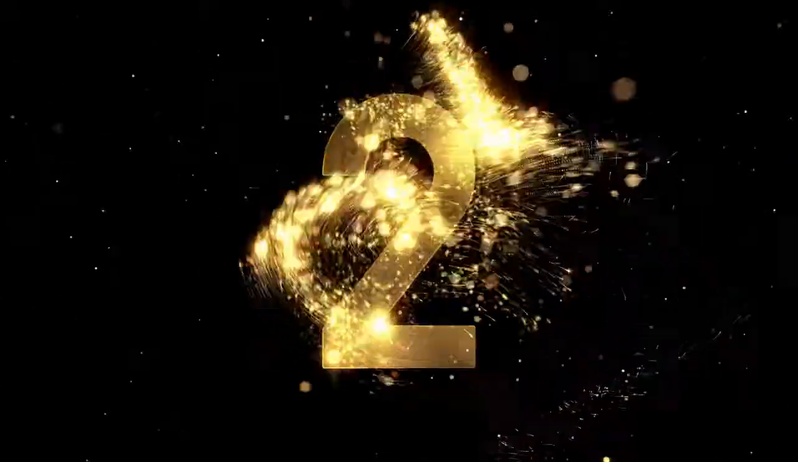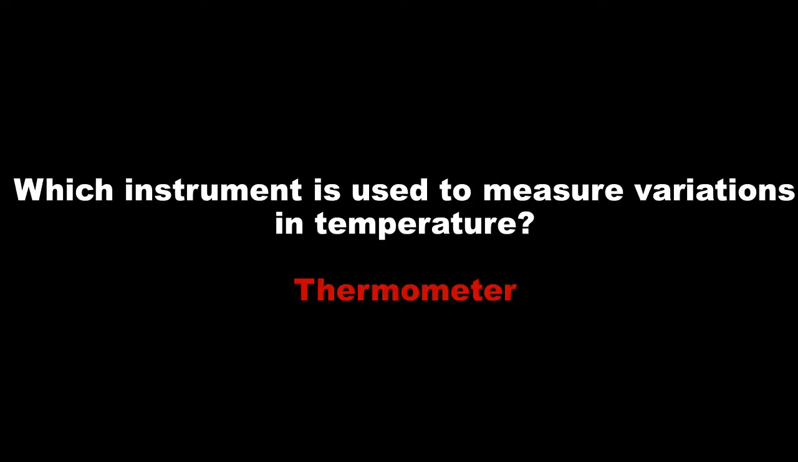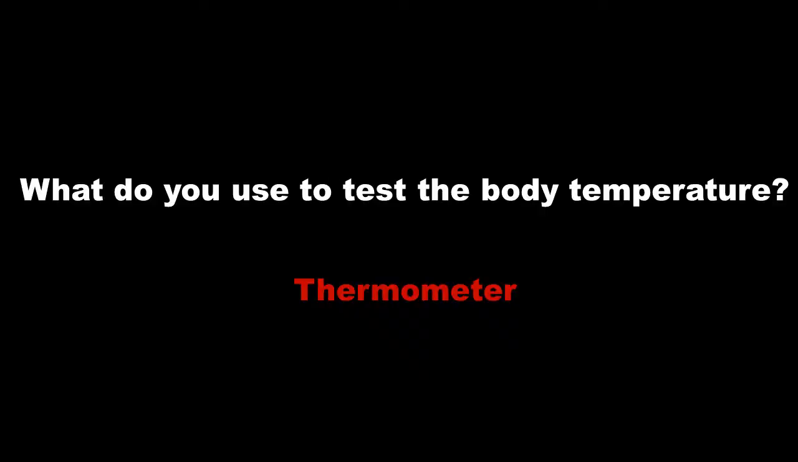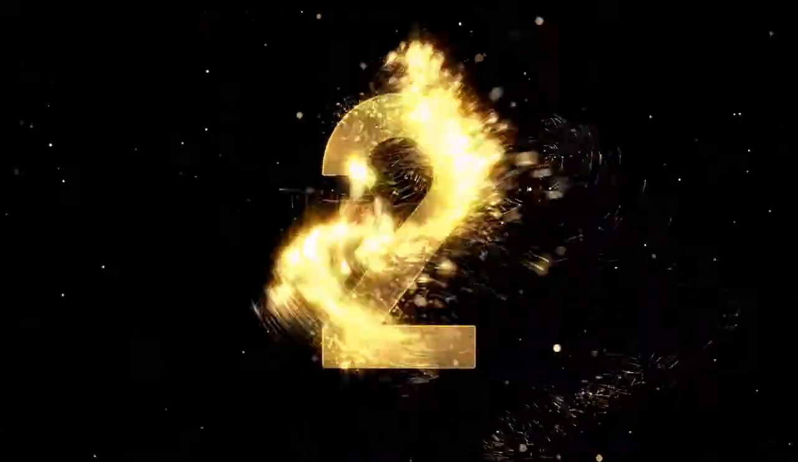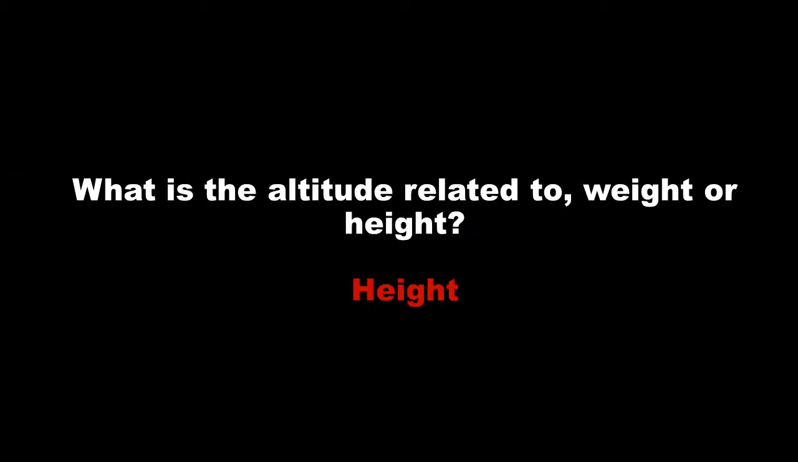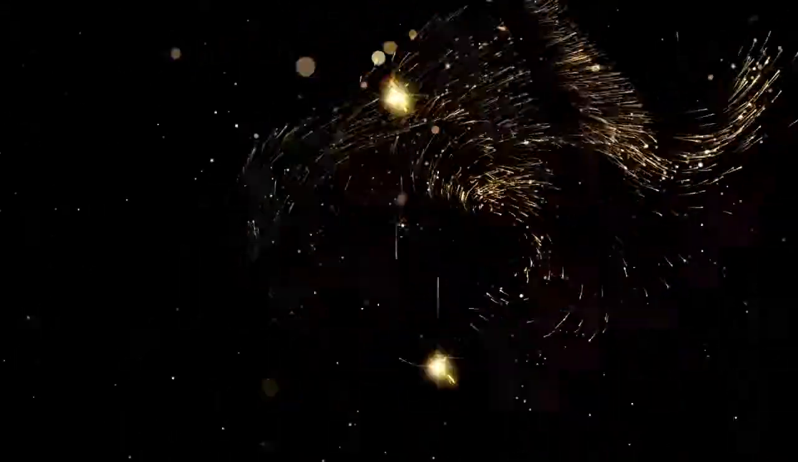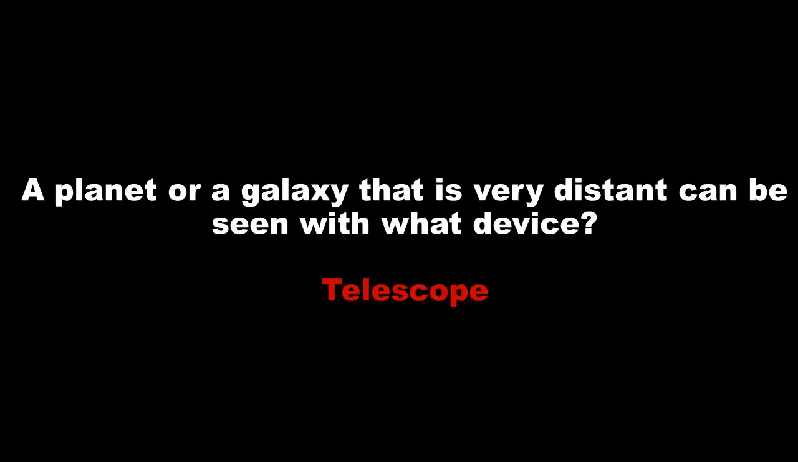If telescopes are used to locate distant objects, what instrument is employed to magnify minuscule objects? Microscope. Which instrument is used to measure variations in temperature? Thermometer. What do you use to test the body temperature? Thermometer. What is the altitude related to, weight or height? Height. A planet or a galaxy that is very distant can be seen with what device? Telescope.